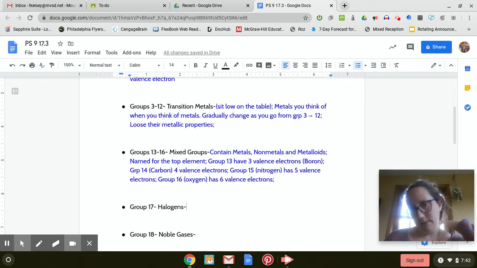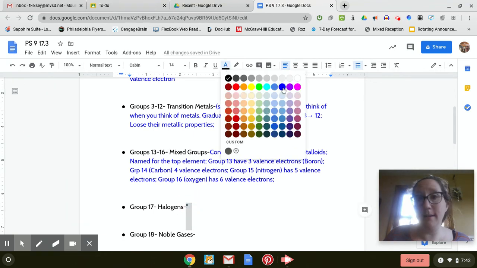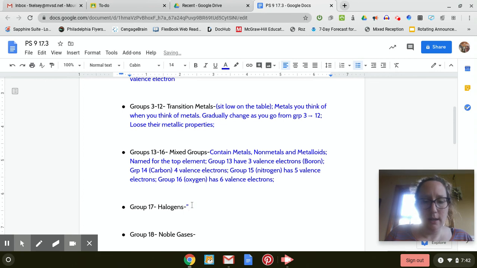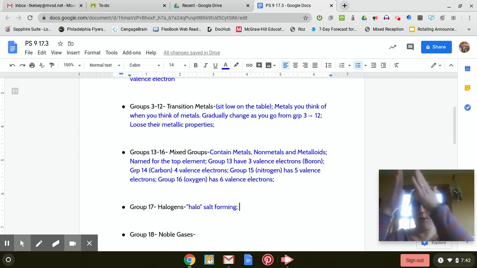All right. Group 17 is called halogens. Oh, let me make this blue. This group is also really important, and it has a name, so obviously it is. Halo is salt. So this group of elements, which is group 17, so there's one more column over. Group 17 is very, very reactive.